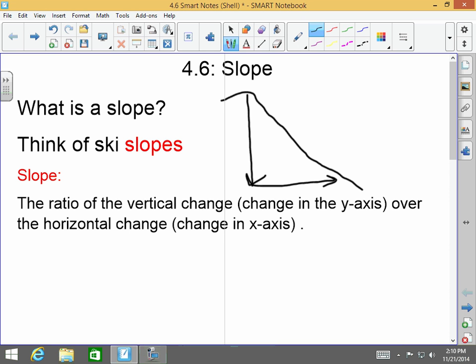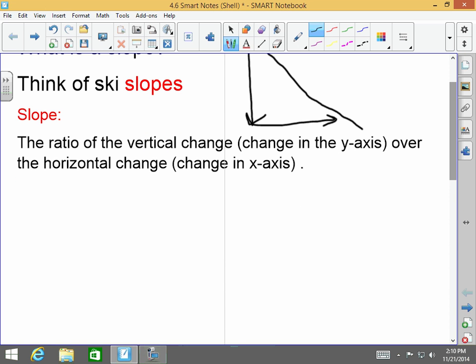If it's a bunny slope, if it's a black diamond or double diamond or widowmaker, etc., for those of you that have been skiing before, okay? So it's the ratio of vertical change, that's a change in the y-axis, over a horizontal change, which is the change in the x-axis.